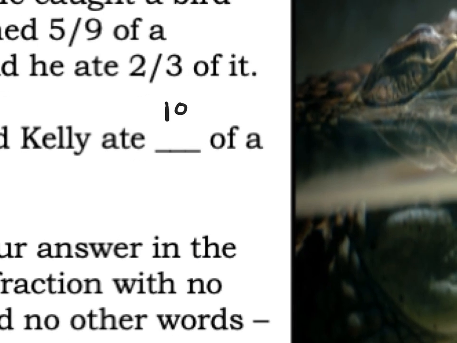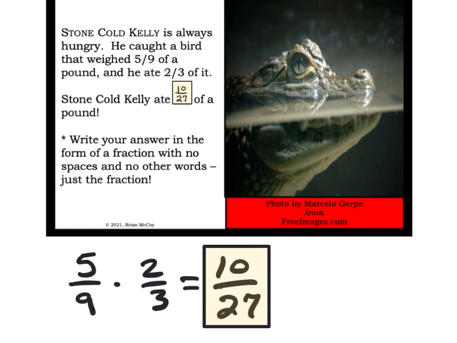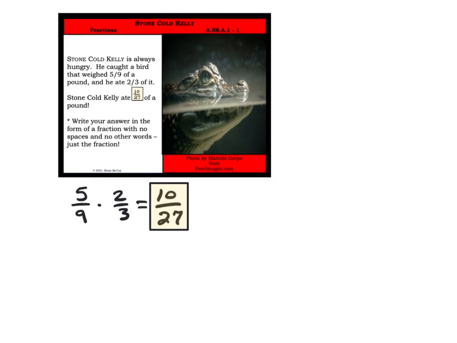Let's go ahead and plug that in up here and make it nice and big so I can write 10/27 right in there. And then we'll box it because I like it, right? All right, bam. So the answer is Stone Cold Kelly ate 10/27 of a pound, and that's actually of the bird, right? Okay, super, not very nice, but that's the deal.